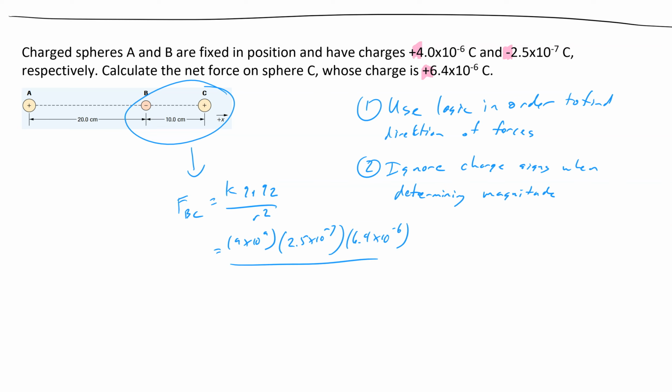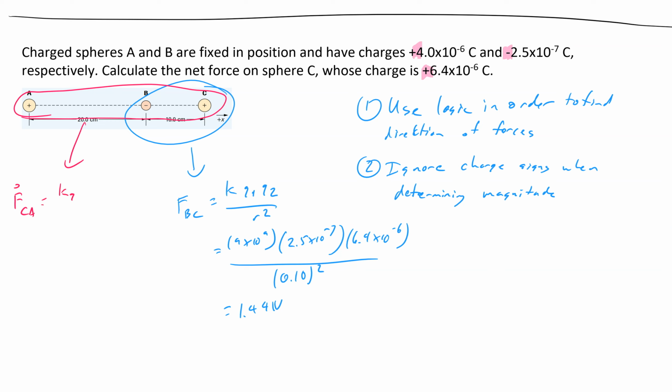Now the distance between B and C is 10 centimeters. I need to convert that and square it, and when I plug that into my calculator, I get an answer of 1.44 newtons. I'm going to leave the direction out for just a moment. Let's finish our other calculation here, and let's compare C and A. So the force between C and A.